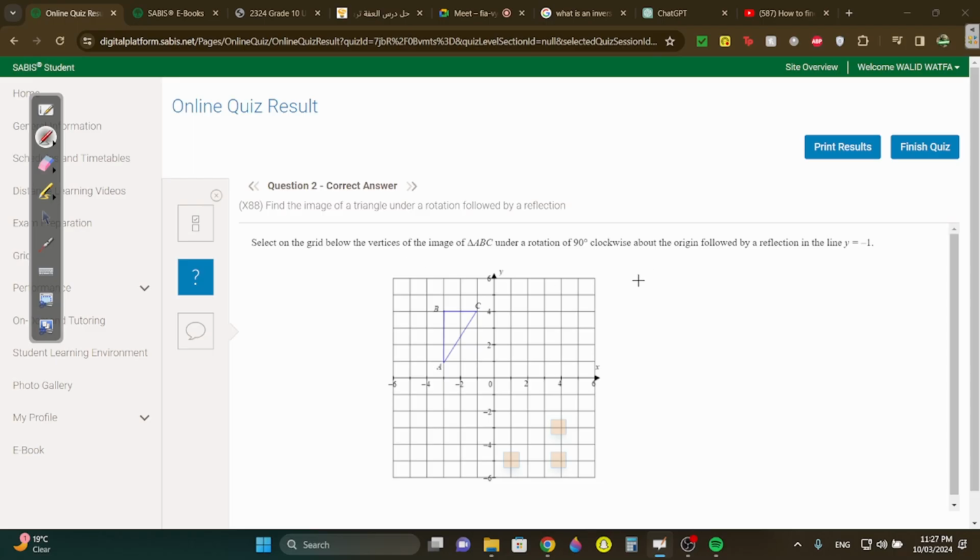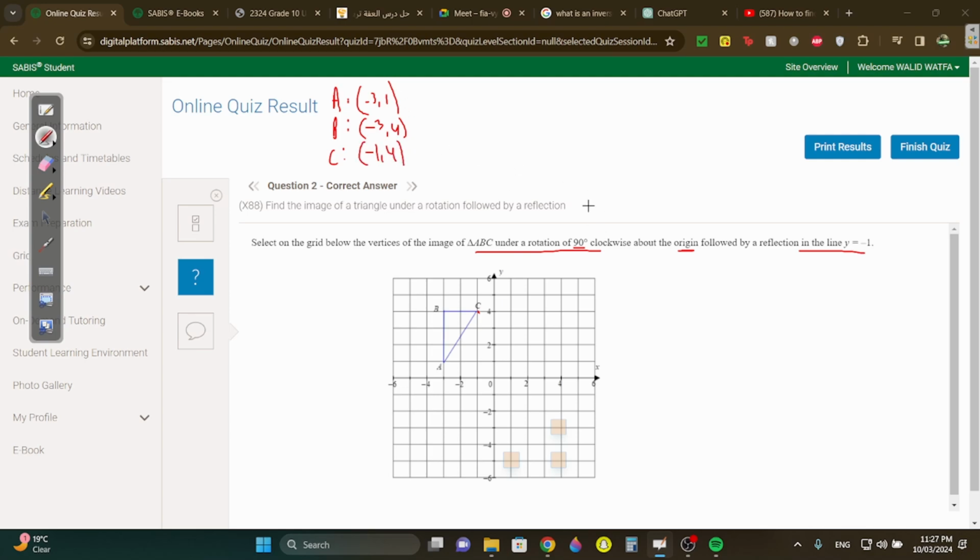Question 2. ABC under a rotation of 90 degrees clockwise about the origin, followed by a reflection in the line y equals -1. For same thing, what are our 3 points? Let's find them. A is -3, 1. B is -3, 4. C is -1, 4.